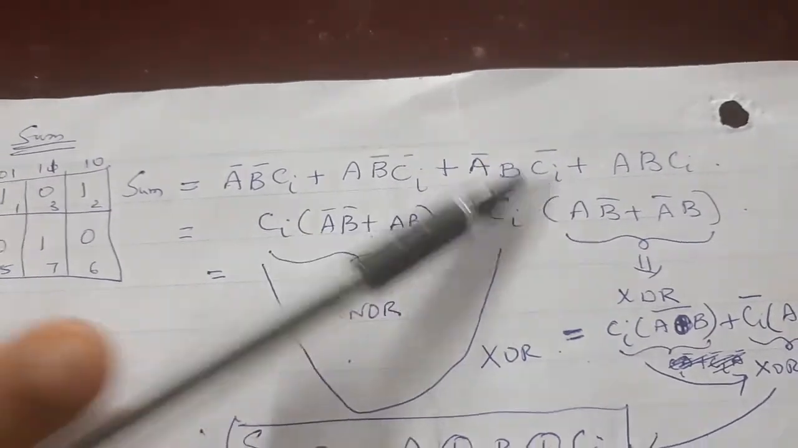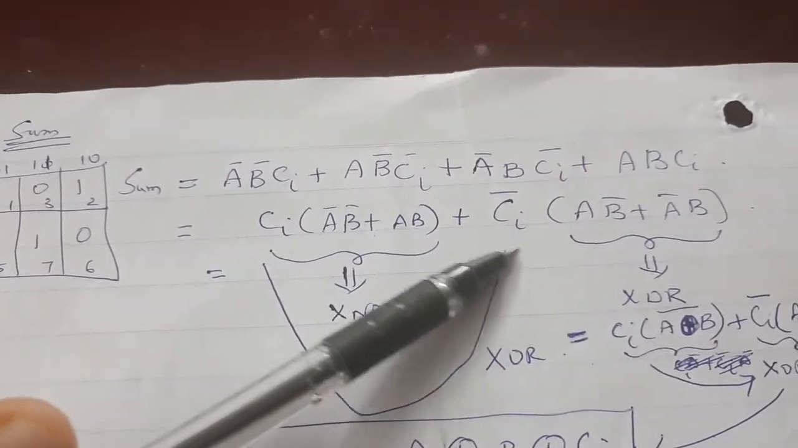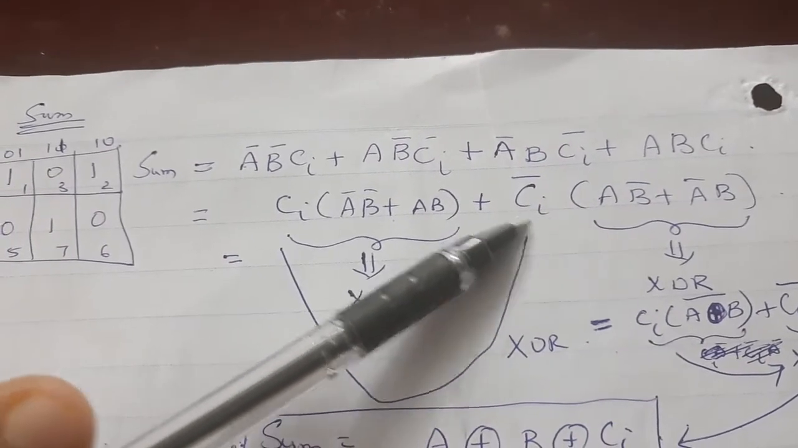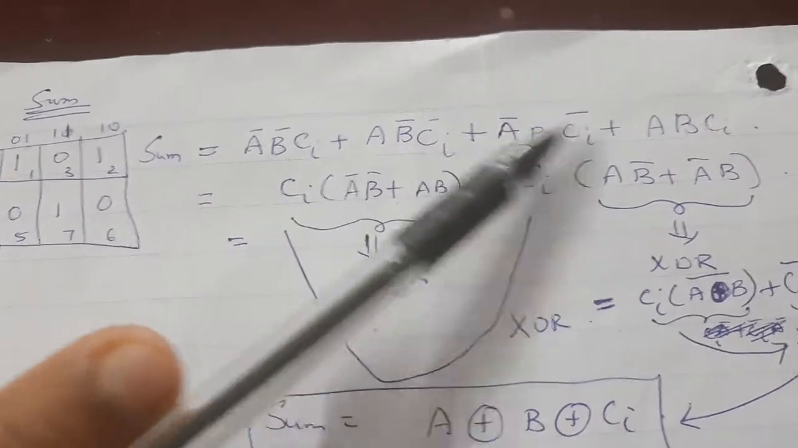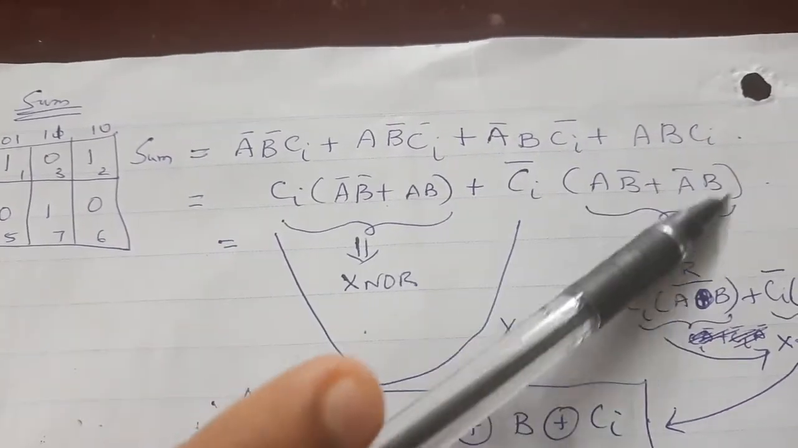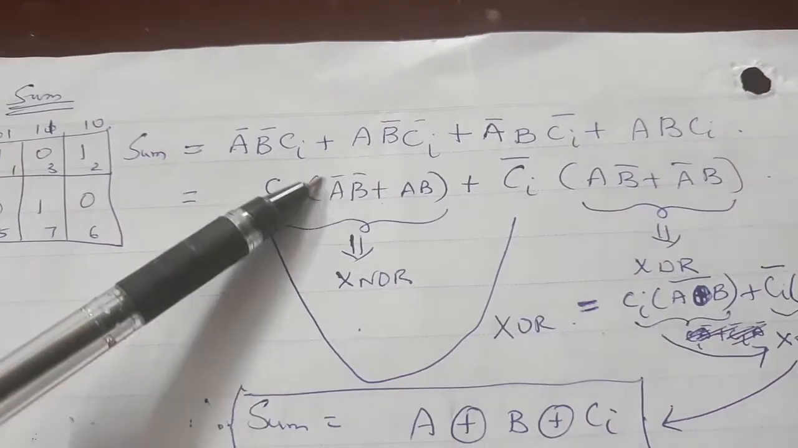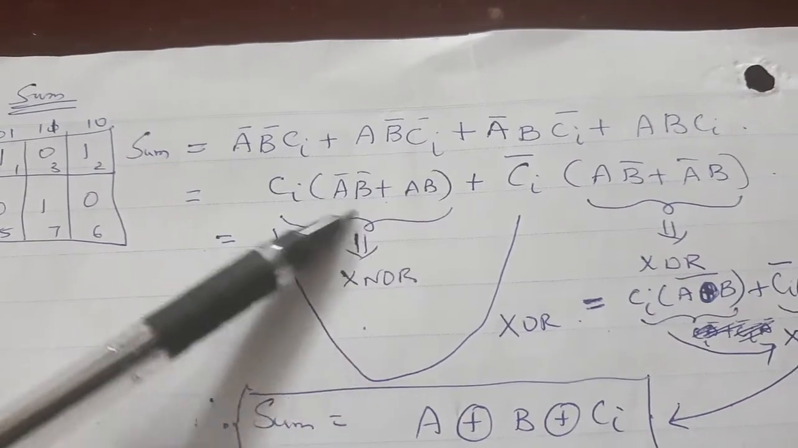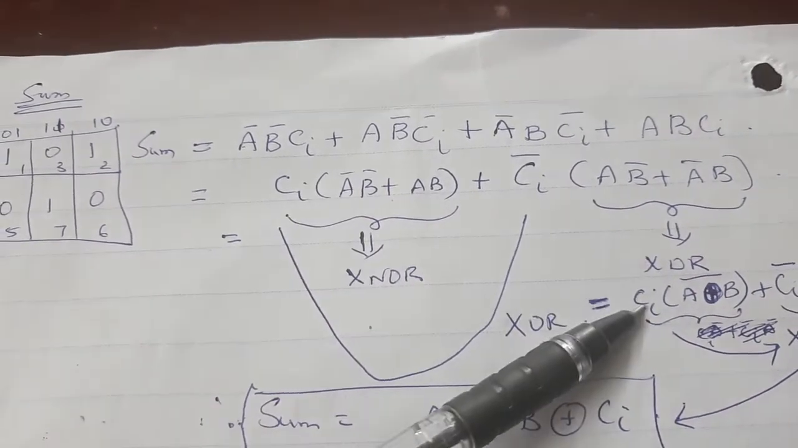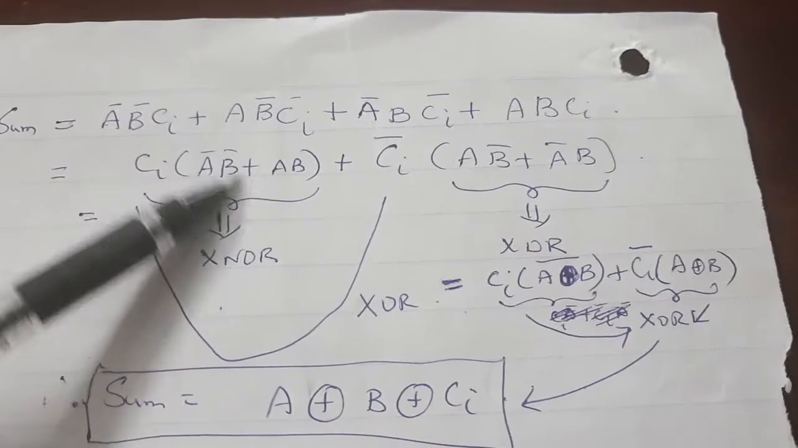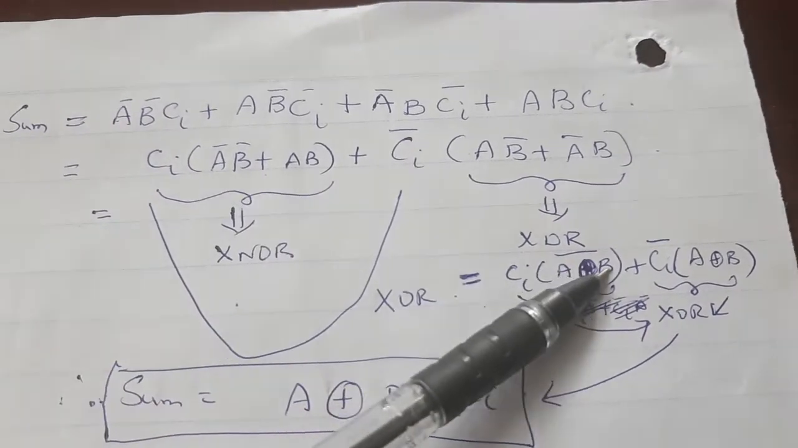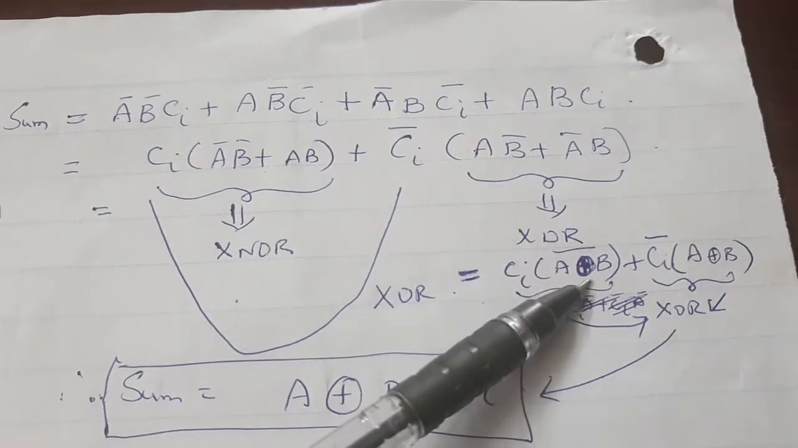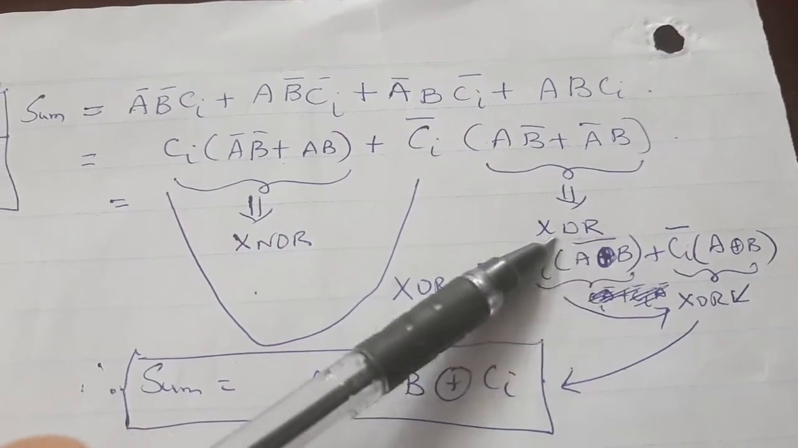Next is Cin bar is common. So I am simplifying it using the Boolean simplification law. Cin is taken out, then you have the combination as A B bar plus A bar B. Now you see this is an exclusive OR gate. This is an exclusive NOR gate. So I have taken over here again Cin times the exclusive NOR, A dot circle B.